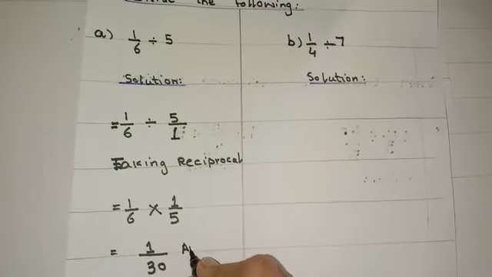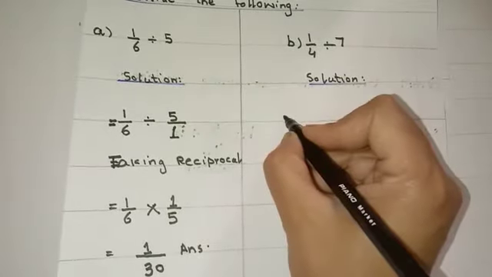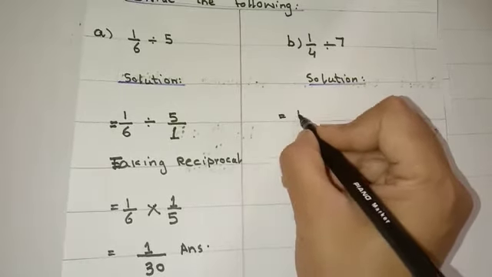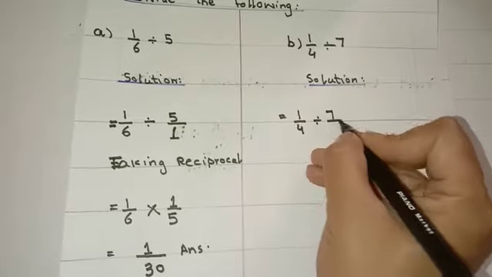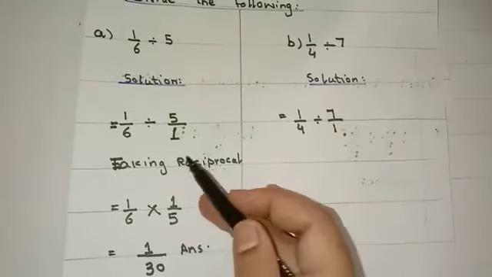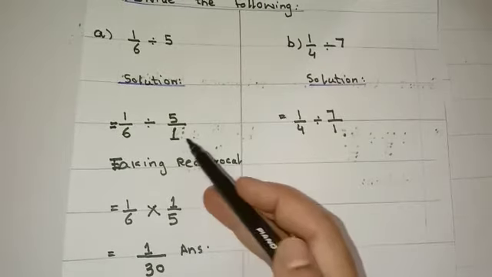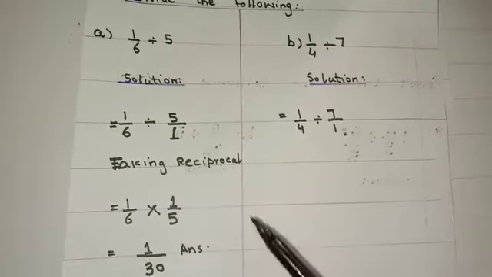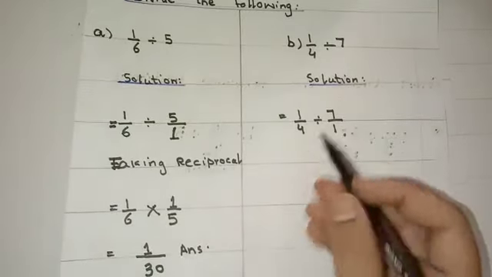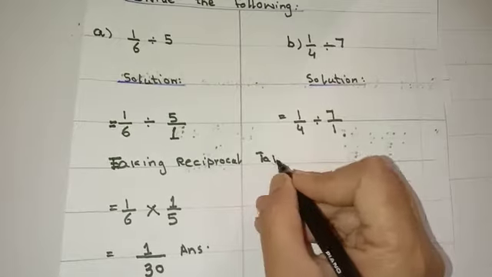This is easy now. Let's see another part: 1 over 4 divided by 7. We will repeat the same procedure. 1 over 4 divided by 7 over 1. You can see that I have written 1, and when I take the reciprocal, 1 becomes the denominator and 7 becomes the numerator. If we have nothing in the denominator, we will write 1.